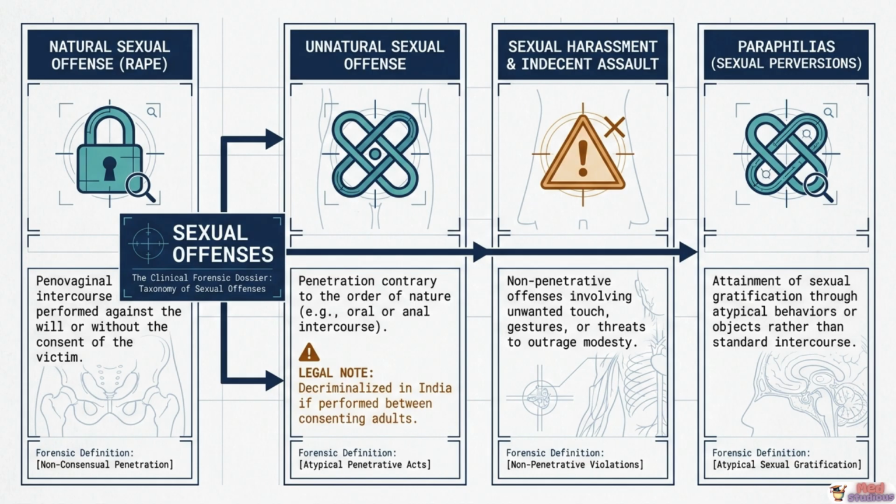The third category is sexual harassment and indecent assault, non-penetrative offenses involving unwanted physical contact, gestures, voyeurism, disrobing, and threats designed to outrage modesty. These are covered under BNS sections 74 through 77. The fourth category is paraphilias, sexual gratification achieved through atypical objects, behaviors, or targets rather than standard intercourse.